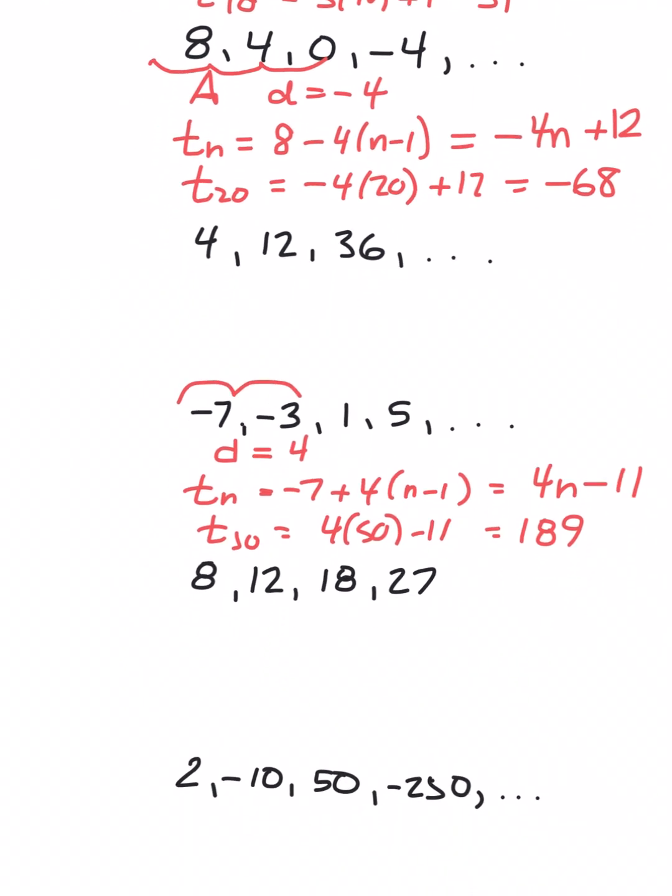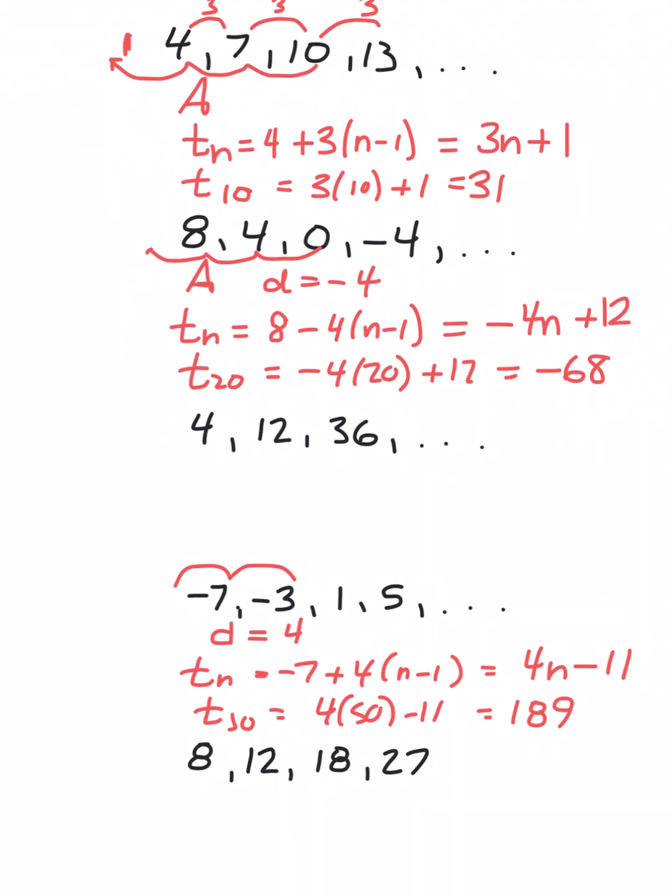No other arithmetic ones on here, so this 4, 12, 36, let's go back up here. This one is definitely geometric. The ratio is 3 because we're multiplying by 3 each time. My formula would be 4 times 3 to the n minus 1 power. In this case, I was asking you to find the 8th term. So you would take 4 times 3 to the 7th power. And just do that on your calculator.